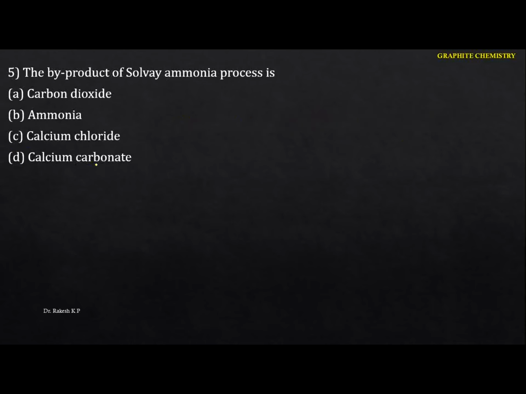The byproduct of the Solvay ammonia process. This is the method to prepare sodium carbonate. The raw materials used in the Solvay process are ammonia, water, and carbon dioxide. In the first step we get ammonium bicarbonate. Whenever this ammonium bicarbonate reacts with sodium chloride, it forms sodium bicarbonate.